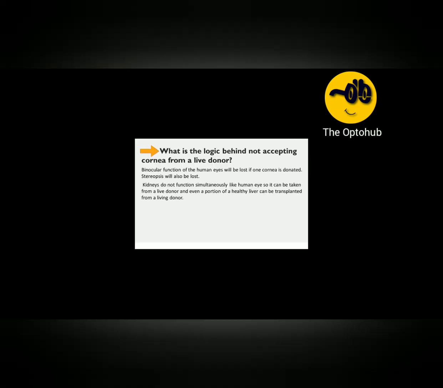The cornea is basically collected after death, between 4 to 6 hours of death, not when the person is alive. When we talk about kidneys, they do not function simultaneously. That means if one of the kidneys is removed, then it will not be a major issue, unlike the human eye. So a kidney can be donated when the person is alive, and even the liver can be transplanted, but it is not so in the case of the eye, and that's what makes it a unique structure.